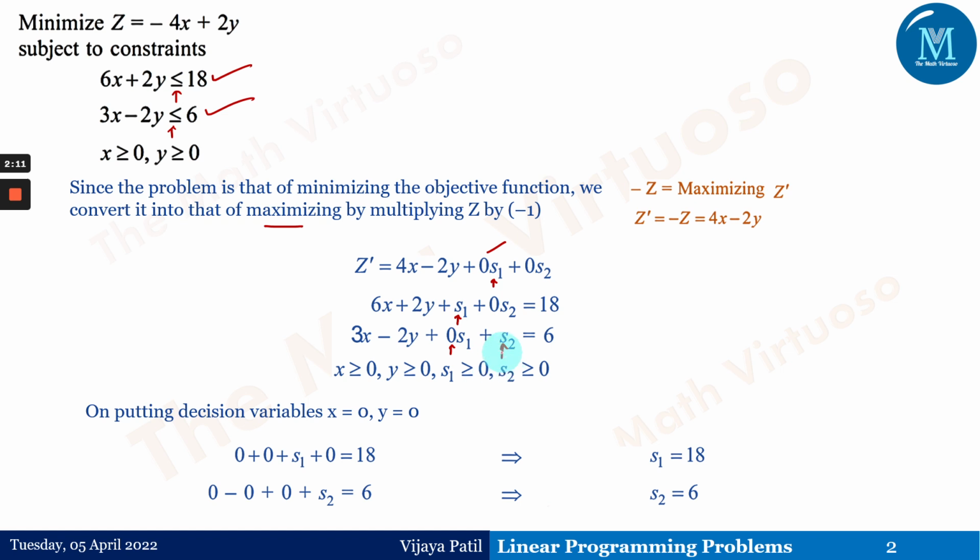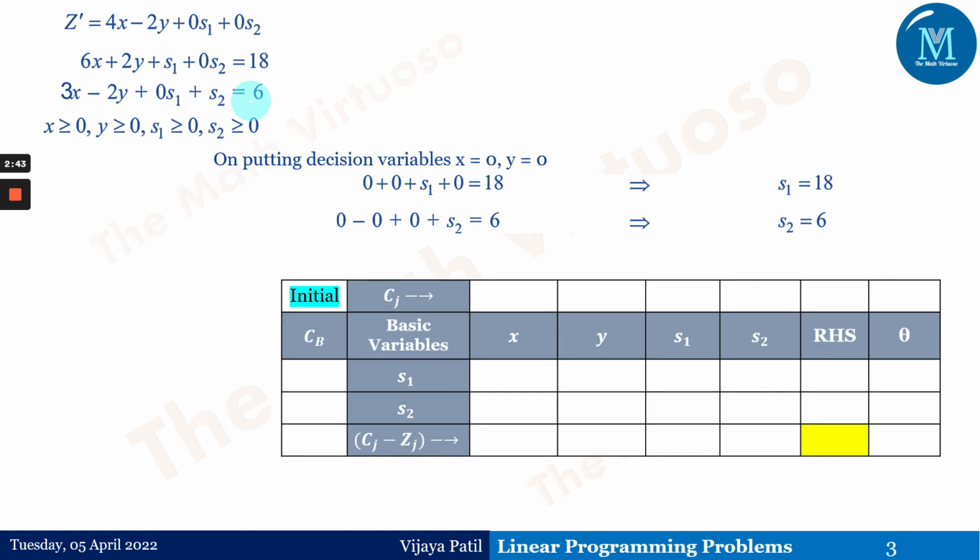Again, in the second constraint, we are introducing s2. As soon as we introduce s2, we have to introduce s2 in the objective function with 0 as the coefficient, as well as in the first constraint with the 0 coefficient, and in the non-negativity constraint for s2. Now, again we have to find the initial basic feasible solution. We put the decision variables x equals 0, y equals 0. After that, we get the initial basic feasible solution: s1 is 18, s2 is 6. Let me write this down in the next slide for the initial table.